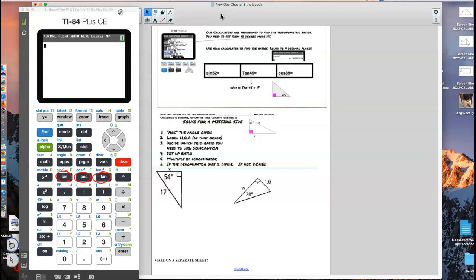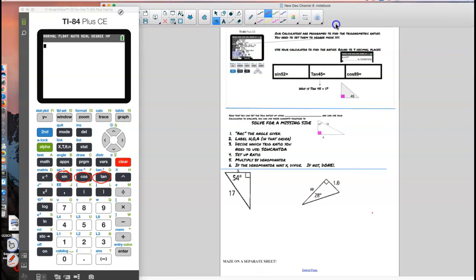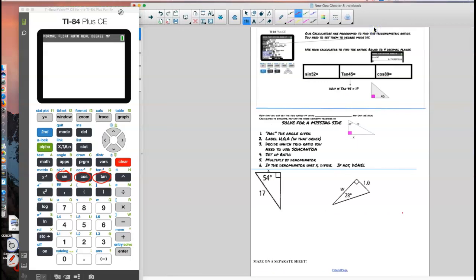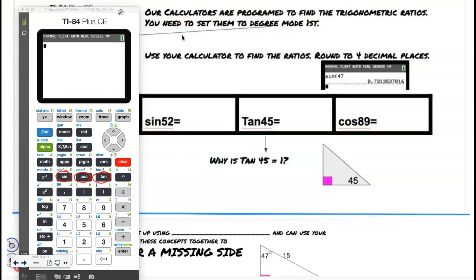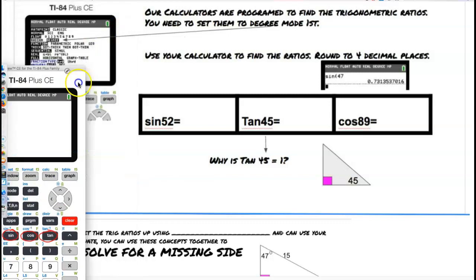our calculators are programmed to find these ratios. It doesn't matter how big. Oh, that's not right. It only does it here. I'm going to go a little bit full screen on this, I think. View, full screen. Should keep the calculator in front there, yeah. So, I'm going to just move it down.